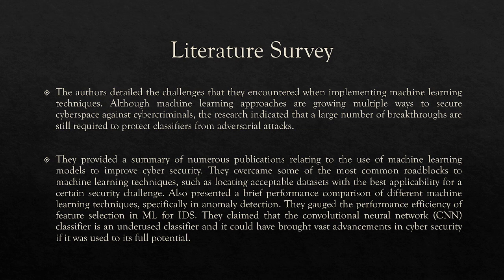They overcame some of the most common roadblocks to machine learning techniques, such as locating acceptable datasets with the best applicability for certain security challenges. They also presented a brief comparison of different ML techniques, especially in anomaly detection. They gauged the performance efficiency of feature selection in ML for IDS. They claim that the CNN classifier is an underused classifier and it could have brought vast advancement in cybersecurity if it was used to its full potential.